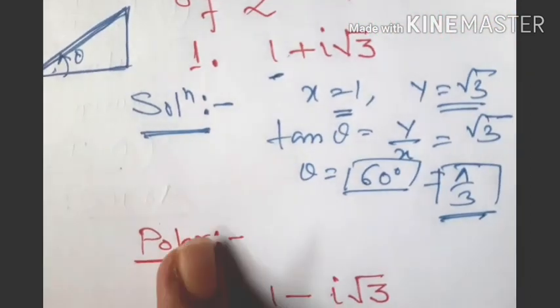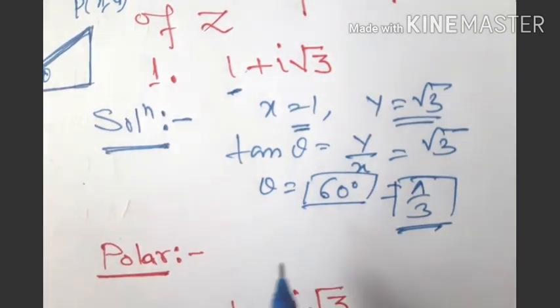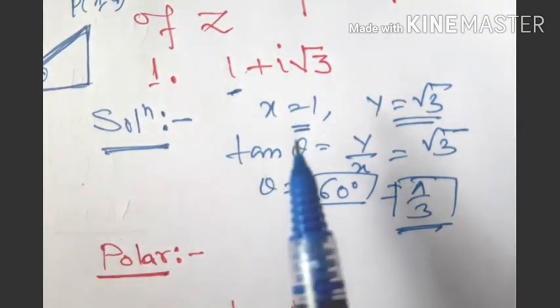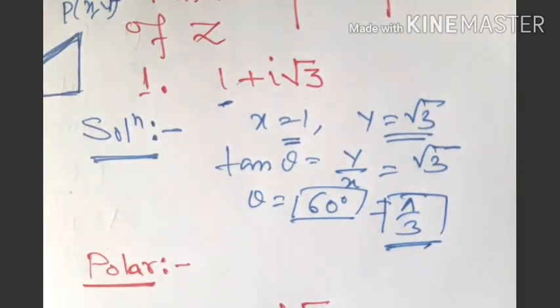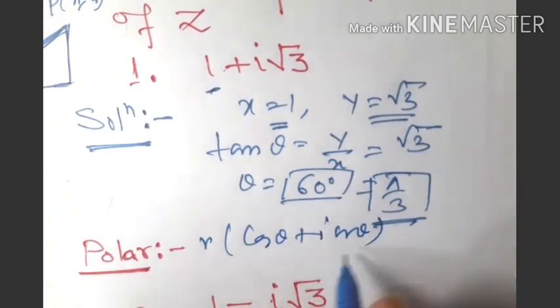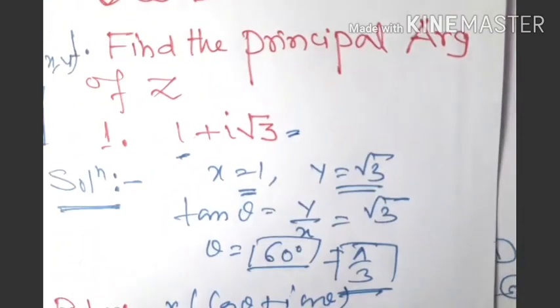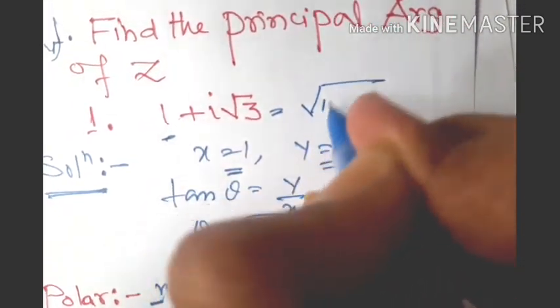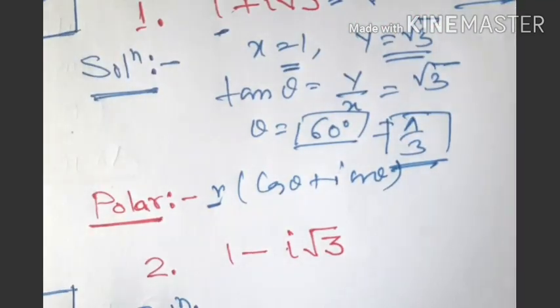Polar representation. Polar representation I am also explaining using the same. As you know, we have already learned just before that every complex number can be expressed in the polar form, that is r into cos theta plus i sin theta format. So what is r? Nothing but the modulus. You can get easily the modulus from here. What is modulus? That is square root of 1 square plus root 3 square, that means 2.